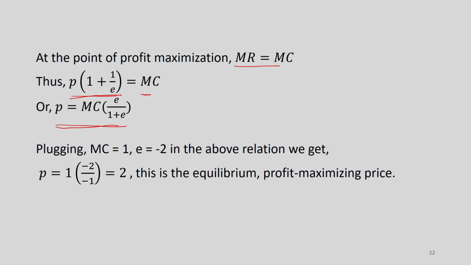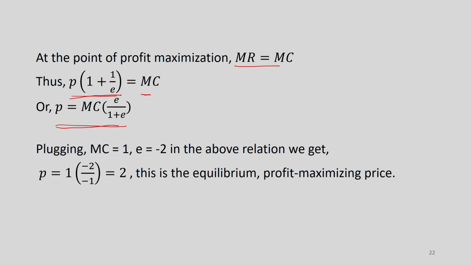So, as long as the elasticity is, suppose, constant, then price has to be a fraction, in particular e divided by 1 plus e will be greater than 1. So, price will be some constant quantity multiplied by the marginal cost. It is sort of a markup over the marginal cost. This is called markup.